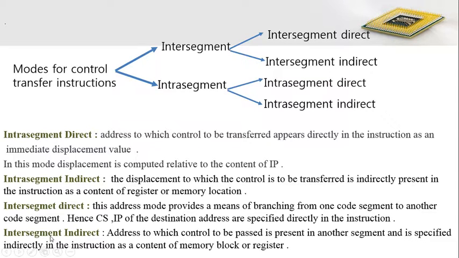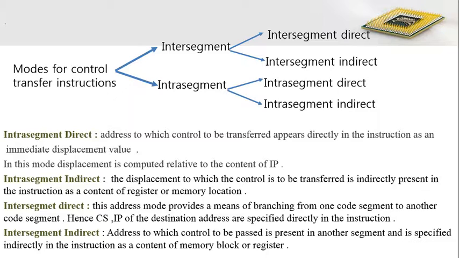In case of inter-segment indirect mode, inter-segment means in another segment. Okay, so here also we need to specify both the code segment address and the instruction pointer or displacement value, but in an indirect way. Indirect way means represented using the content of a memory location or the content of a register.